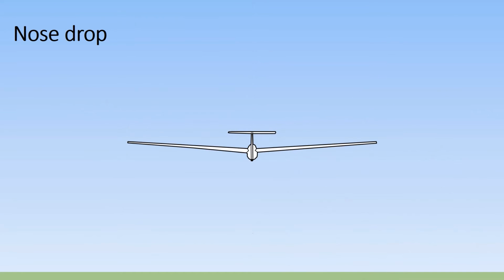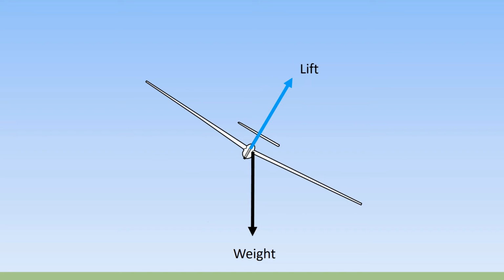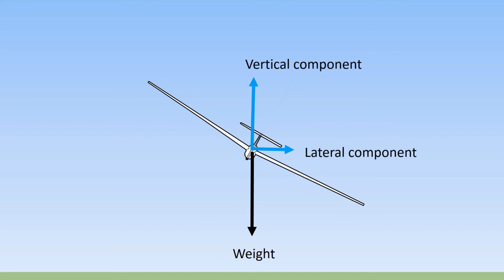The final effect we shall cover is the nose drop during a roll. To explain this, we must cover some basics about the forces in flight. The lift force is always generated perpendicular to the wings. In straight flight, this balances out the weight. However, when the glider is banked, the lift force is acting off at an angle. The vertical component of the lift is less than the weight.